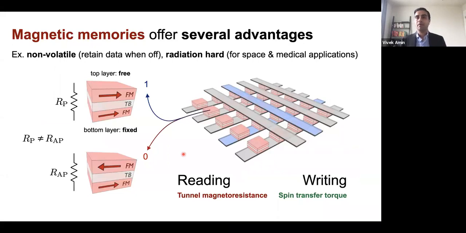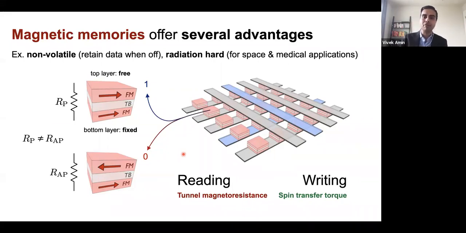Okay, so a way of electrically controlling magnetization is obviously going to have benefits for controlling magnetic memories, and magnetic memories themselves offer several advantages. One of the advantages is that the magnetic bit is non-volatile in that it can retain data when it's off, and potentially radiation hard, which is important for space and medical applications.